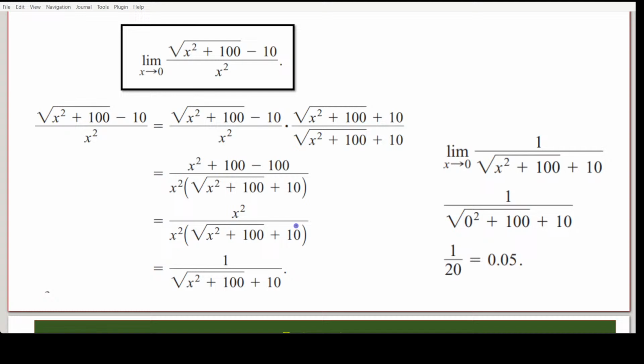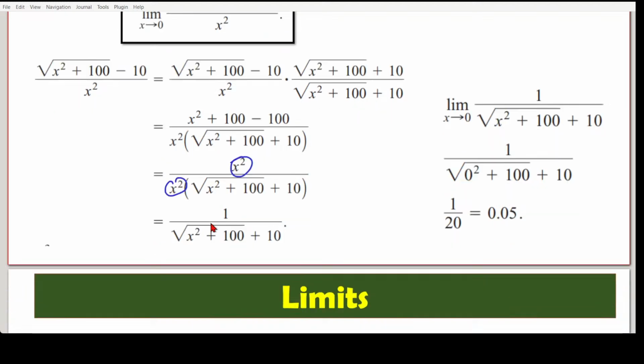The common factor probably should be x square, right? There's a common factor x square. We remove the common factor, making both numerator and denominator non-zero together, right?